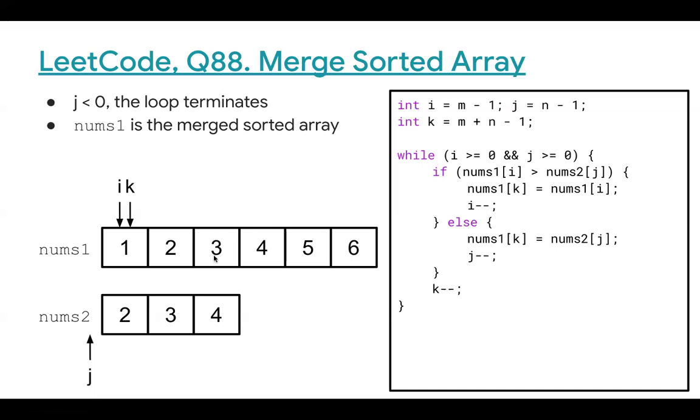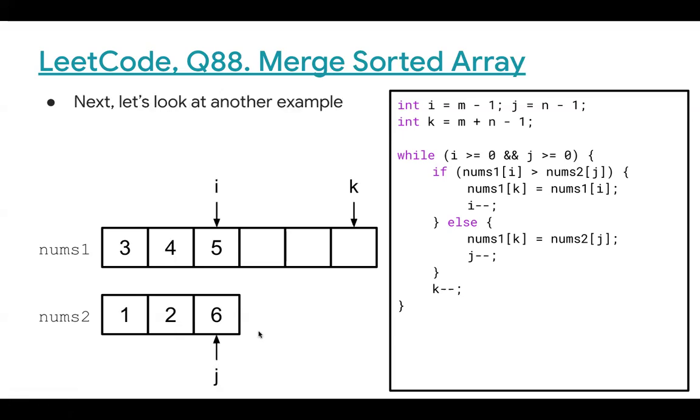So in this demo, we can see j becomes smaller than 0 first. But what if i becomes smaller than 0 first? Let's see another example. This is an example, and we run the code.